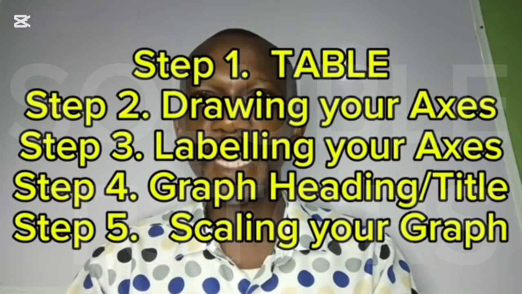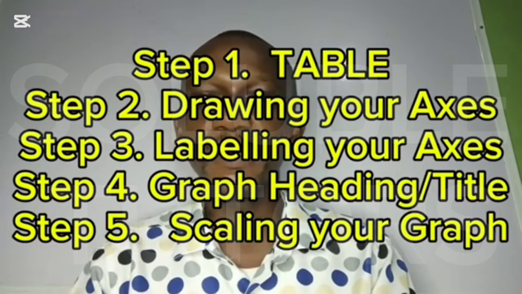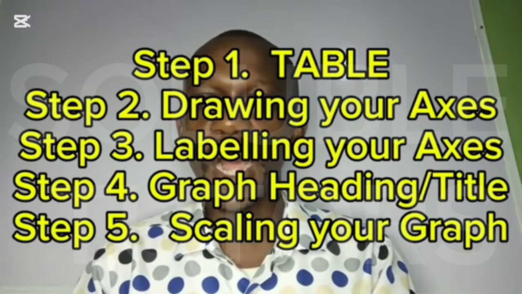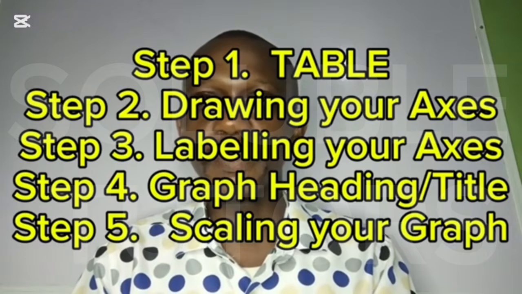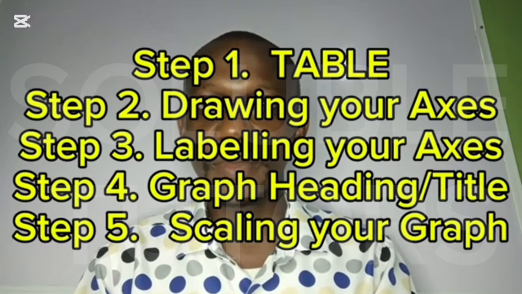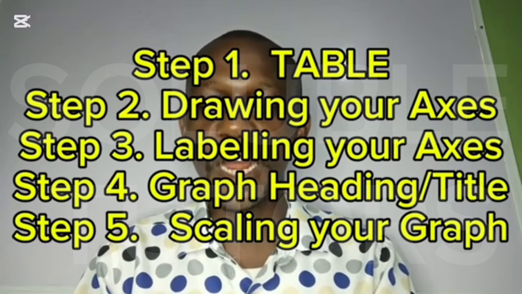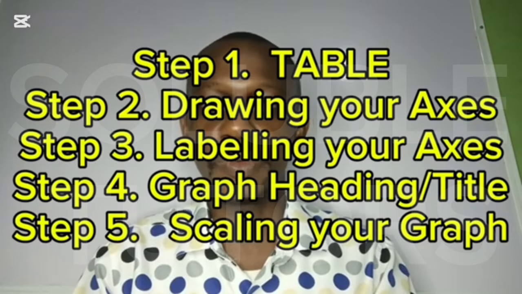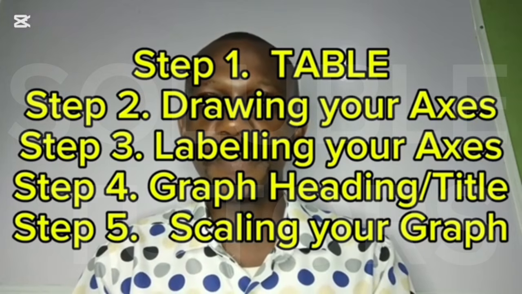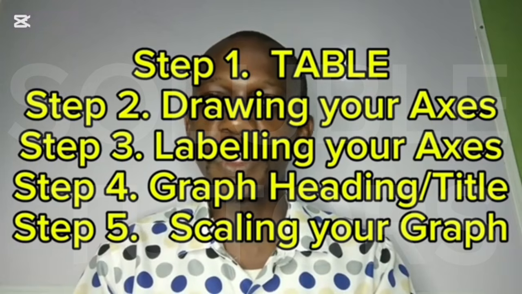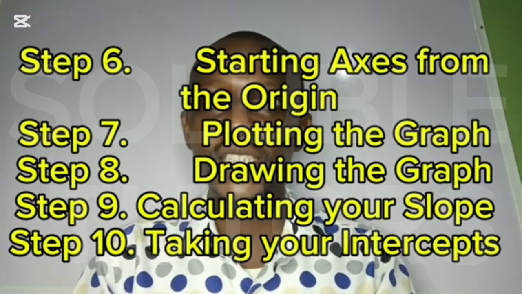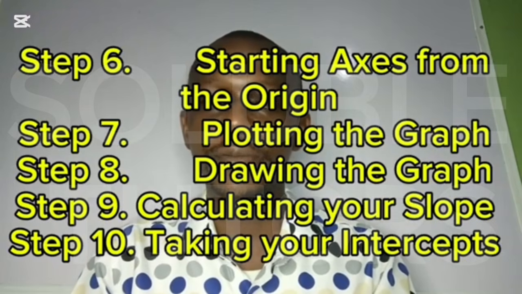Now, the first step is the table. The second step, which is under the graph, is drawing your axis. How can you draw your axis? Okay, the third step is labeling your axis. The fourth step is giving your graphs a heading, or we call it title. Okay, the fifth step is choosing a scale for your graph, which is the most important one, and that is what you people are asking for, choosing a scale for your graph. The sixth is starting both axes from the origin.